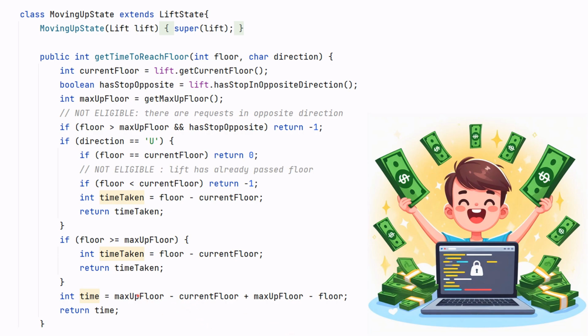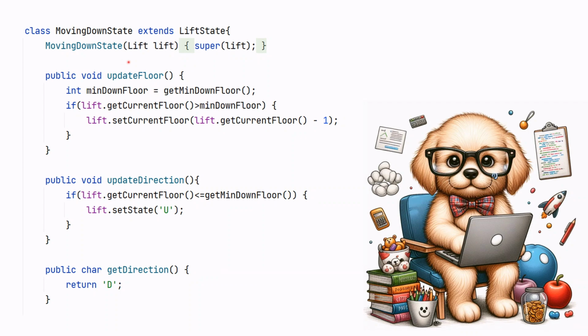So the first calculation will be max up floor minus current floor, that is going up, and then from max up floor it will come down to floor. So max up floor minus floor, and that will be the total time that will be returned. Next state class is moving down state, and its code is almost similar.